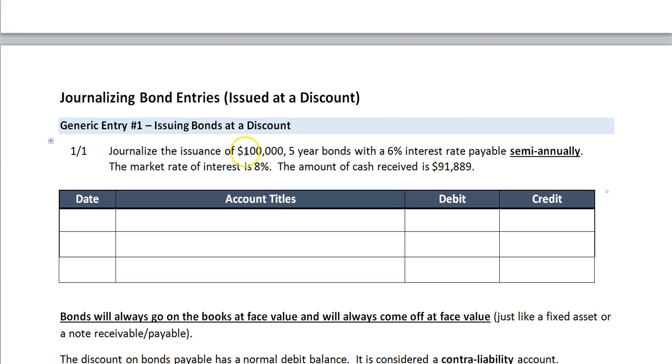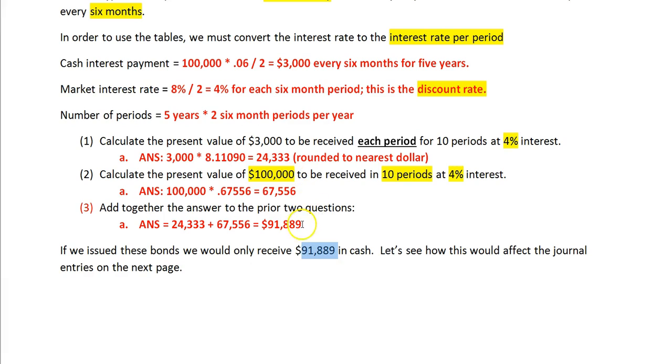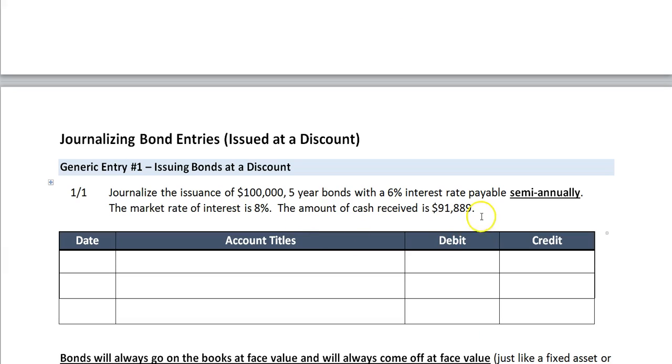Alright, so journalize the issuance of the $100,000 bonds. This is the same bond we were just talking about. Notice the number carries forward, 91,889. So we're going to receive cash. Date is just 1/1. We're trying to simplify the dates. And cash of 91,889.